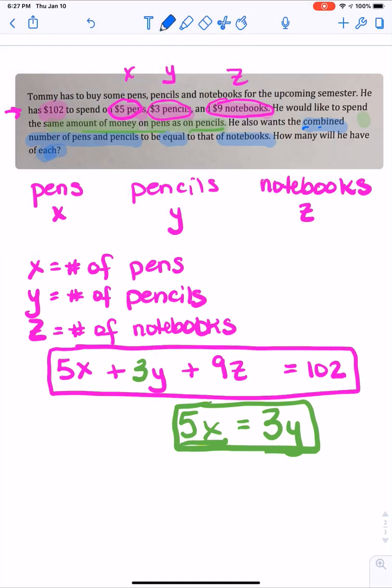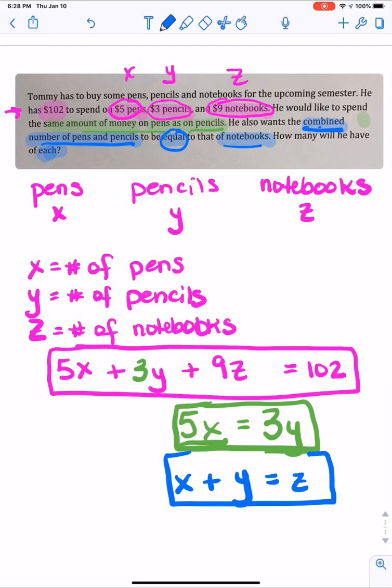Okay, now this one says he wants the combined number of pens and pencils. So the number of pens is X, the number of pencils is Y. He wants that combination to be equal to the number of notebooks, which is Z. So this is my third equation.